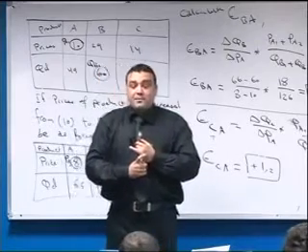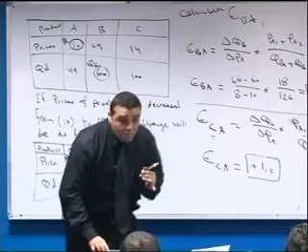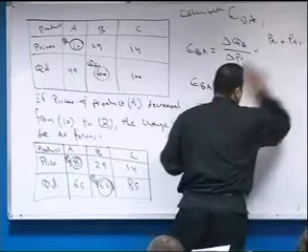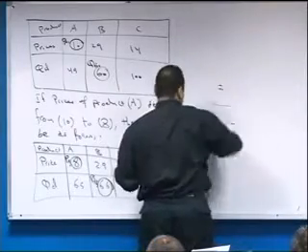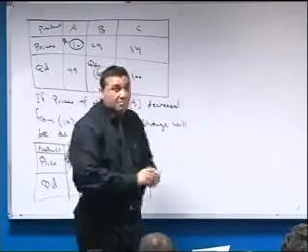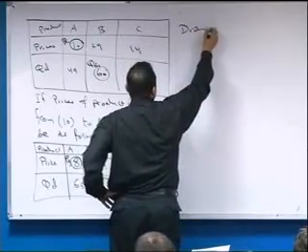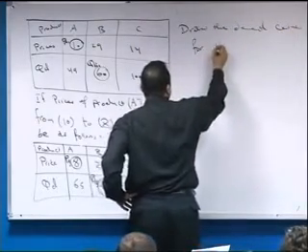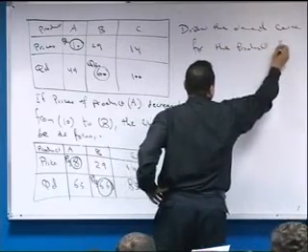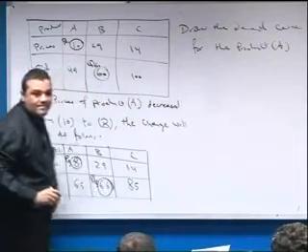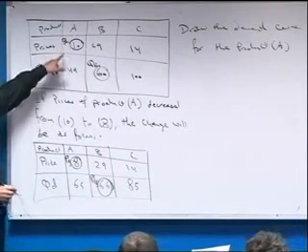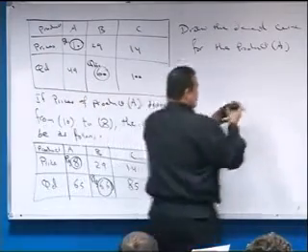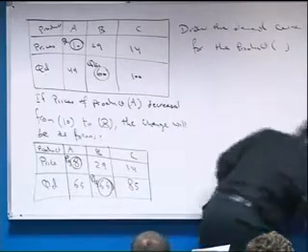Draw the demand curve for the product A and explain the level of elasticity and the type of elasticity for the product A. As you see, the price of the product A is, no, I want the demand curve for the product B, not A. I want you to draw the demand curve for the product B.